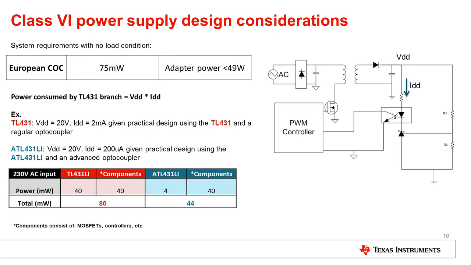By using shunt references like the TL431Li, with a high current transfer ratio optocoupler, one can bias that branch at only 200 microamps in a practical case. This will save 36 milliwatts of no-load power consumption and will qualify it for the European COC.